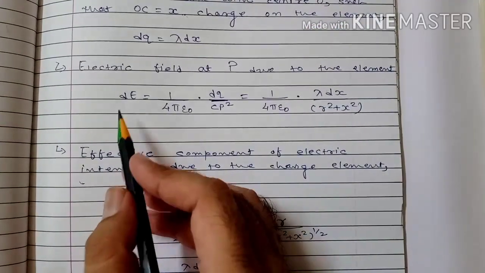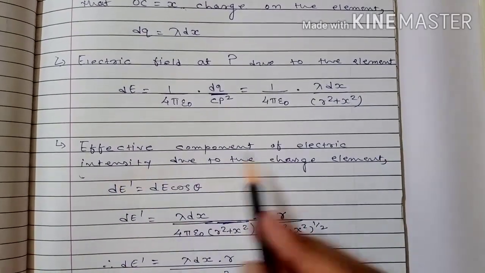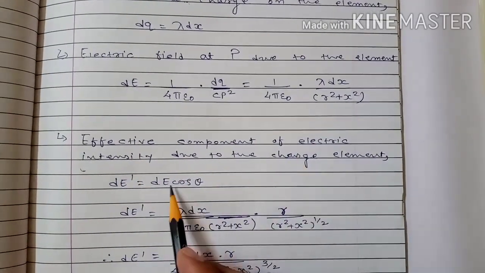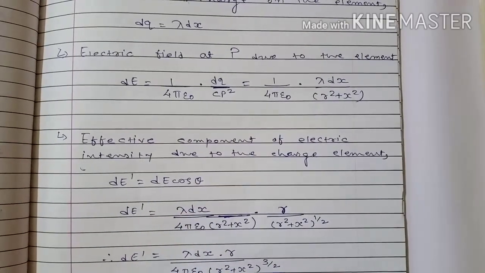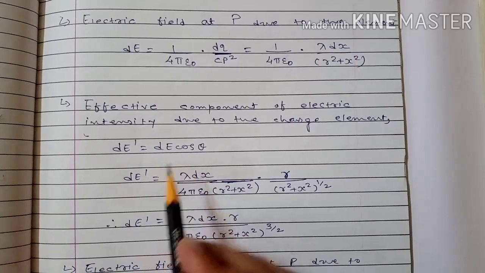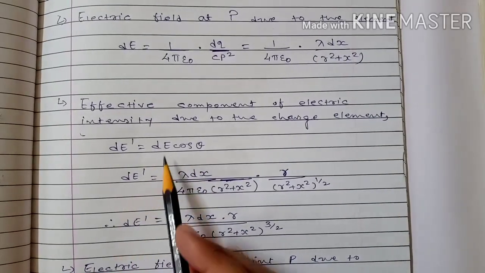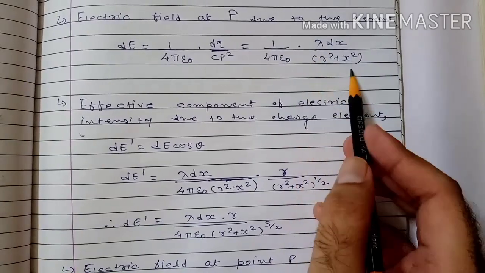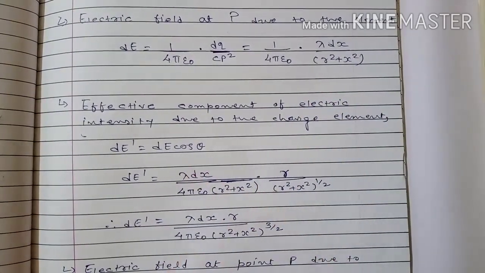So this way we are getting dE, but the effective component of electric intensity is nothing but dE cos theta, because dE sin theta is getting cancelled. So dE dash is equal to dE cos theta. So dE dash is equal to dE, which we already found: 1 upon 4 pi epsilon naught lambda dx upon r square plus x square, into cos theta.